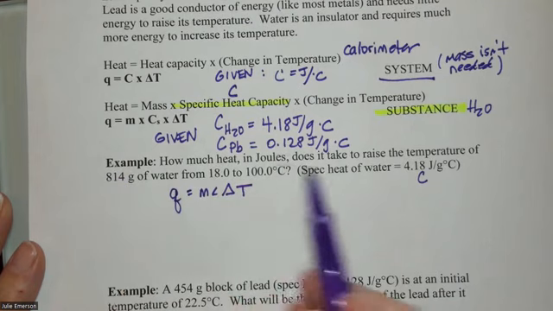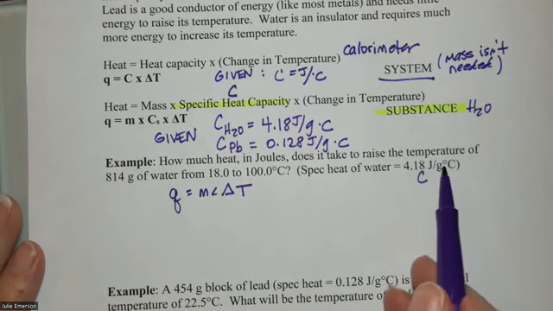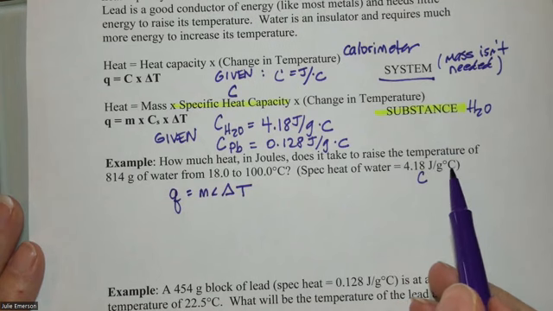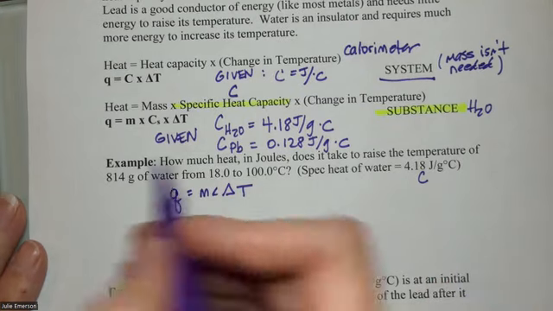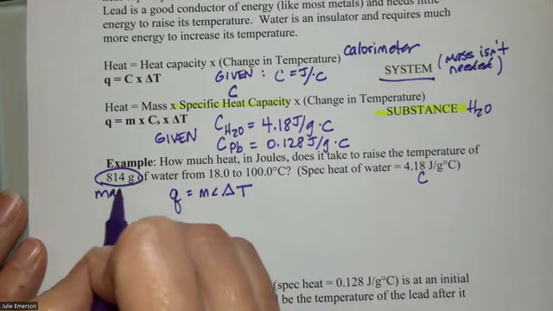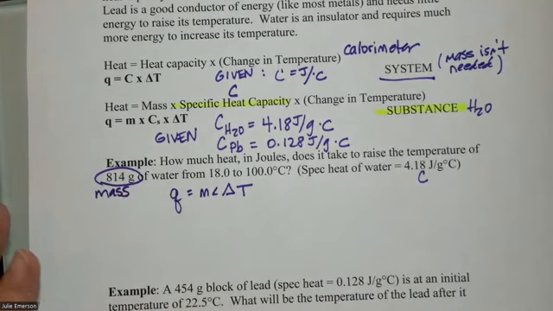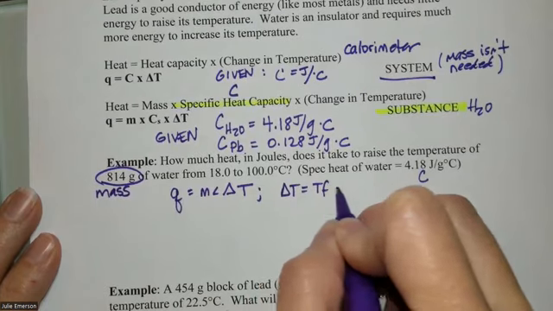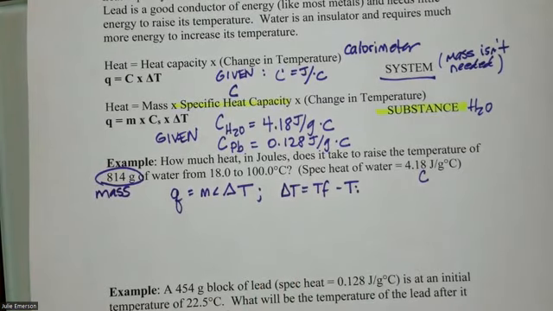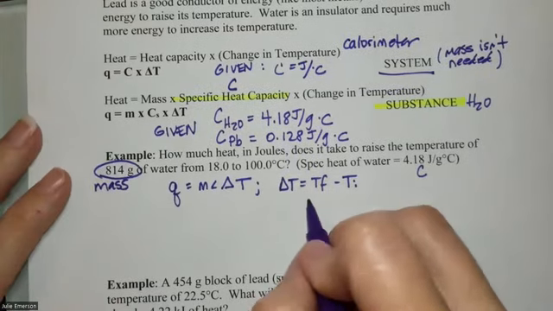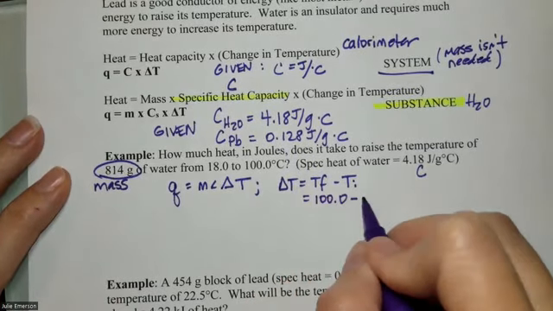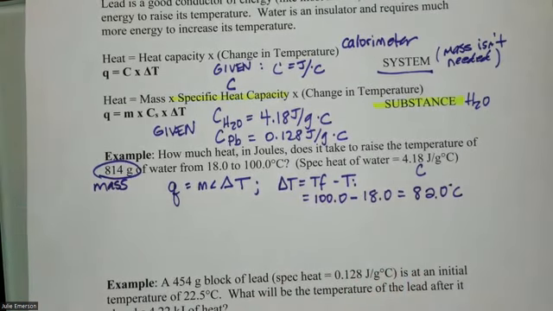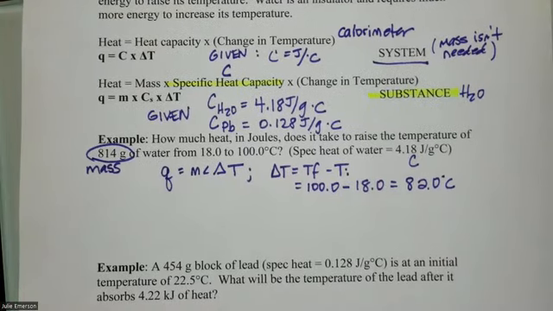Your heat capacity constant really tells you here, I'm looking at joules, and I need to know the mass and the change in temperature. The mass right here, 814 grams, is going to be our M. The only thing we have to do up front is find our delta T. So delta T is always final minus initial. We are ending at 100 degrees Celsius. We started at 18. That's a difference of 82.0 degrees Celsius. That's our change in temperature.